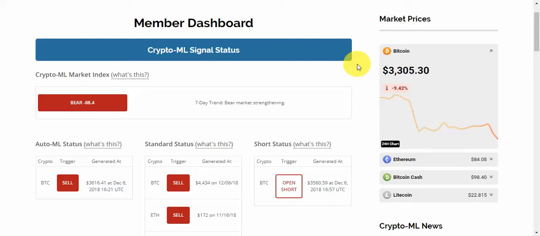Hello and welcome. In this CryptoML video, we're going to go over how to use the market index and short signals on CryptoML. We've covered all of this before from more of a mechanical perspective and how to use it, but this video will put things together and show you how you should be trading in the market we have going on now. And in fact, what you see here with the bear market is an indicator at negative 88.